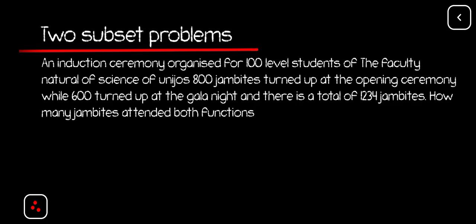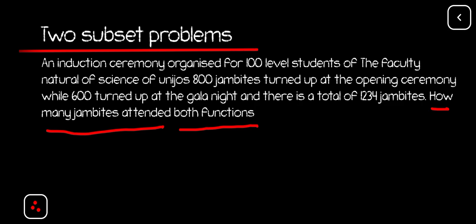Now, what are they asking us to find? This is what they're asking us to find. How many attended both functions? Basically, we explained that when anything has to do with both or common, it means intersection. So they basically want us to find the intersection between those that went to the opening ceremony and also those that went to the gala night. So we just need the number of students that went to both events. That is the intersection.